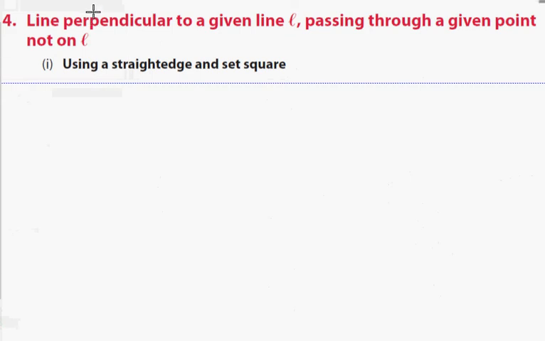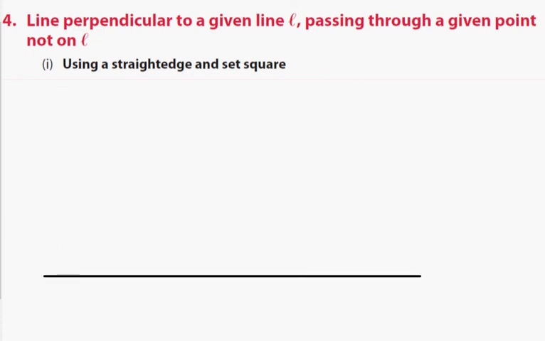Number 4. A line perpendicular to L passing through a given point not on L. Okay, so here's what we got to do for this one. What you're given in your question is this. You're given a straight line, and what you're given after that is you're going to be given a point up here. Do you understand? Now, what's going to happen here is you can do it two ways. Okay, here's the first way. It says use a straight edge and a set square. Okay, straight edge, set square. So what we're going to do is this.